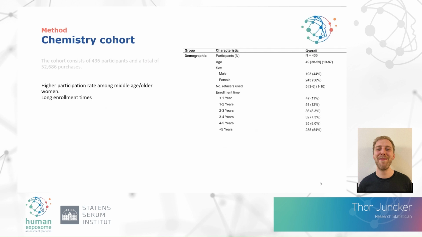And again, we are supposed to have more demographic variables, but right now we only have the age and the sex and the color type that have been part of this. As everyone here also saw, the participation rate is high among middle to older age women. But we also note that we have quite a long time of enrollment. More than half of the participants have been part of this study for more than 5 years. So that's a lot of data.